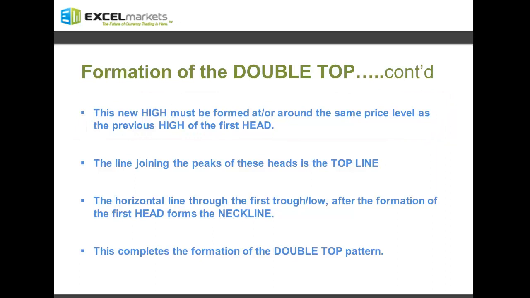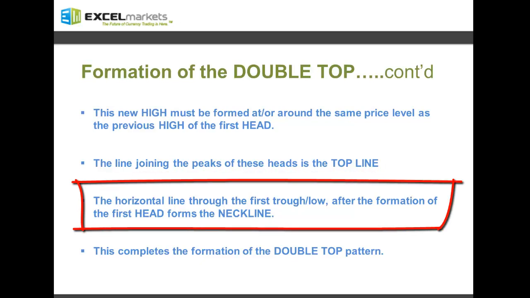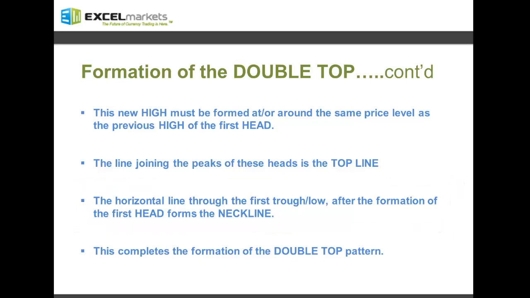After the formation of this high, the price then slides down towards lower levels, completing the formation of the second head. The line joining the peaks of these heads is what is known as the top line, and the horizontal line passing through the low formed after the formation of the first head is known as the neckline. This completes our double top pattern.